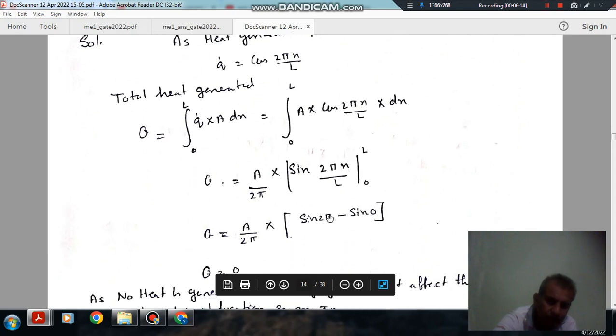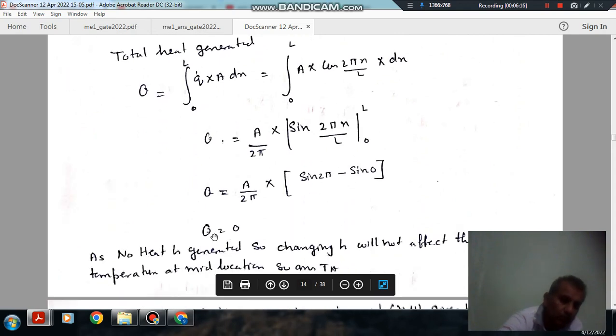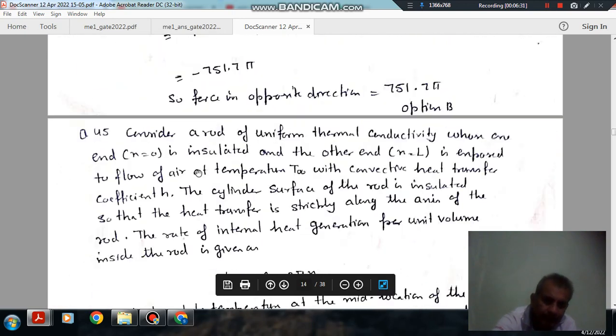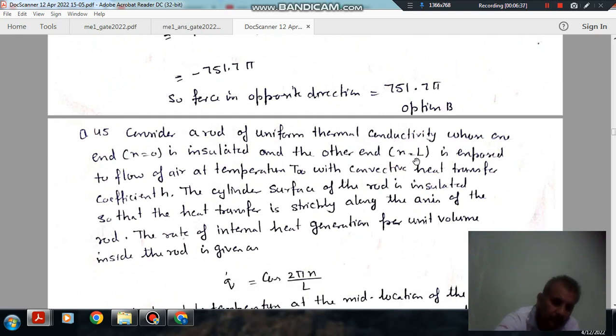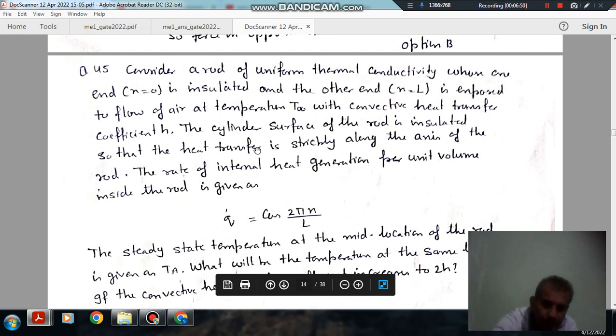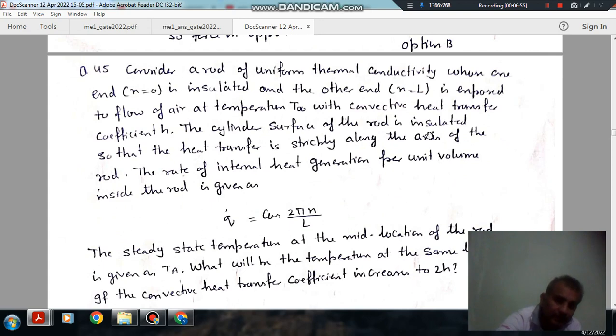So this quantity will be 0. It means there is no heat generated overall. Whatever heat is generated in the first part is dissipated in the second part. So overall there is no net heat generated. If there is no net heat generated, then there will be no dissipation of heat at x equal to L, because its temperature will remain the same. It is also given that the surface of the rod is insulated, so there is no heat dissipation from that part also.